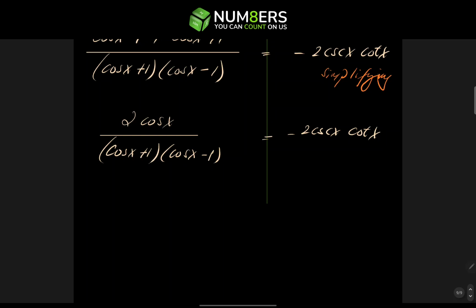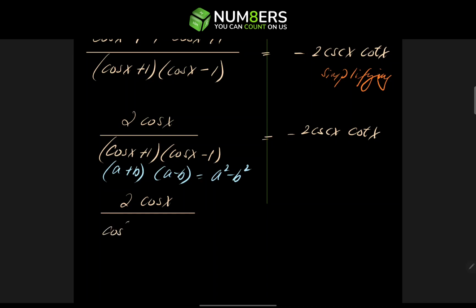In this case, we have cosine x plus 1 and cosine x minus 1. If we multiply this out, we end up with 2 cosine x on the top. And on the bottom, since this is a plus b and this is a minus b, they simplify into a squared minus b squared. So for the denominator, we have cosine squared x minus 1 squared, which is 1. That's equal to negative 2 cosecant x cotan of x.